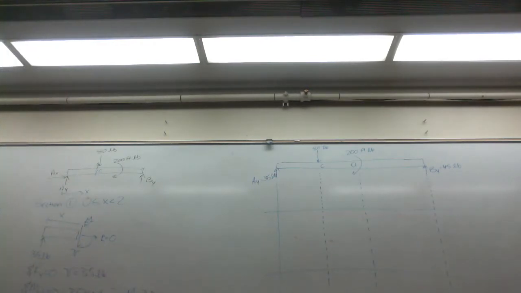Why can't you multiply by 2? Because we're not at 2. We're not at x equals 2. Okay? The internal bending moment at x equals 2 is going to be 70 foot-pounds, right? Yeah. What if you say the units? It doesn't matter.